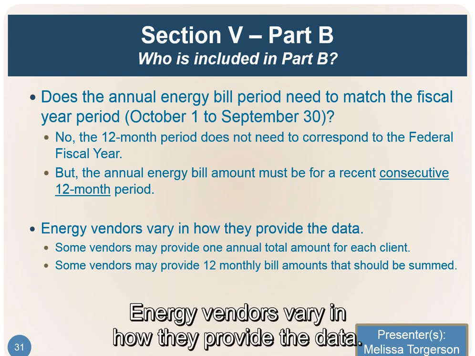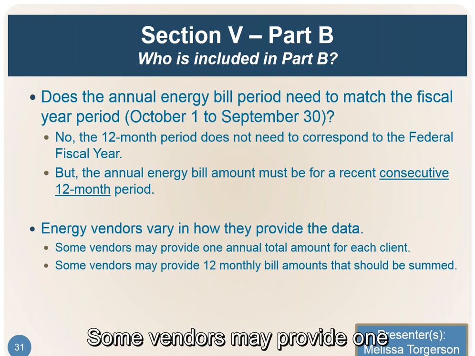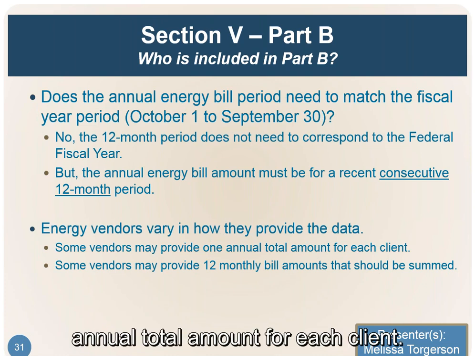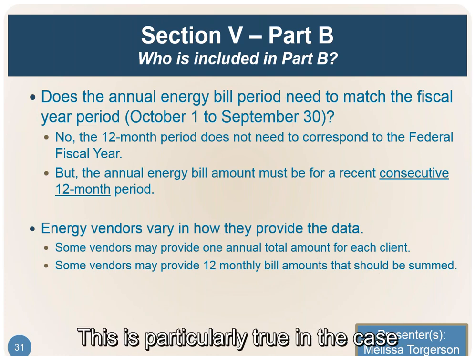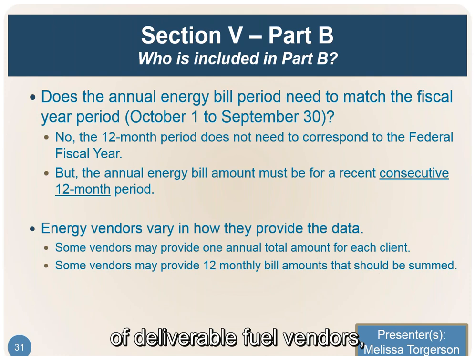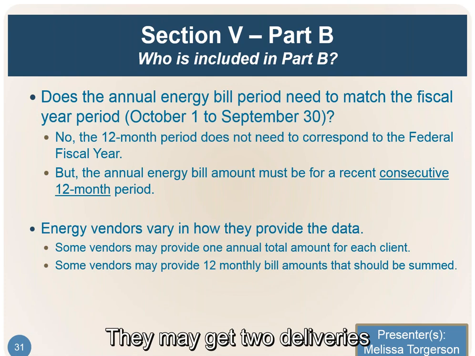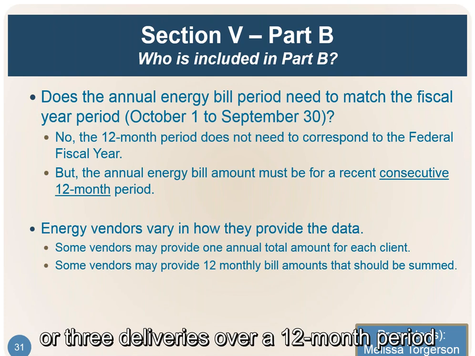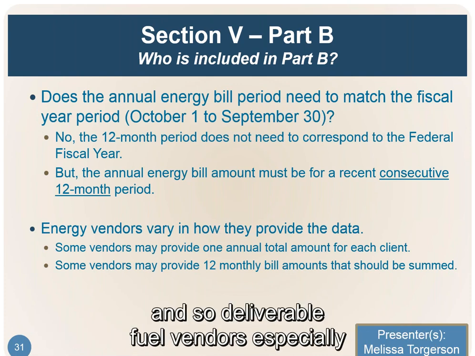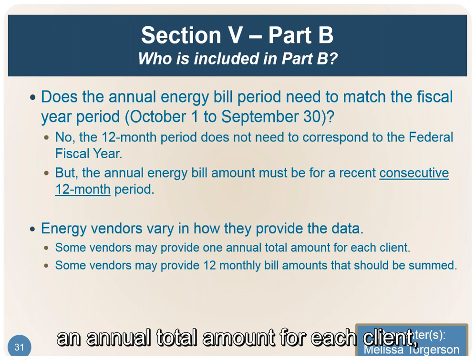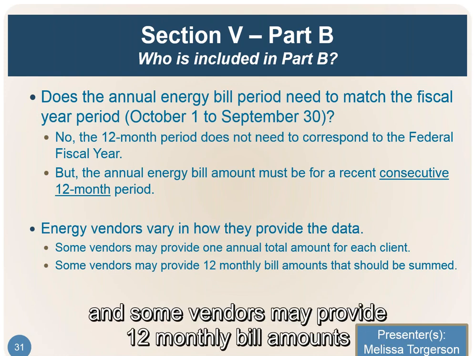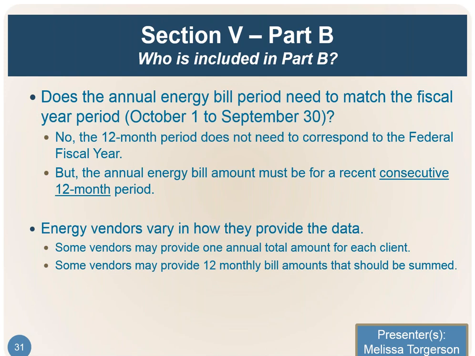Energy vendors vary in how they provide the data. Some vendors may provide one annual total amount for each client. This is particularly true in the case of deliverable fuel vendors, where people don't get a delivery once a month for 12 months. They may get 2 or 3 deliveries over a 12-month period. So deliverable fuel vendors especially are more likely to provide an annual total amount for each client. And some vendors may provide 12 monthly bill amounts that you would need to sum.